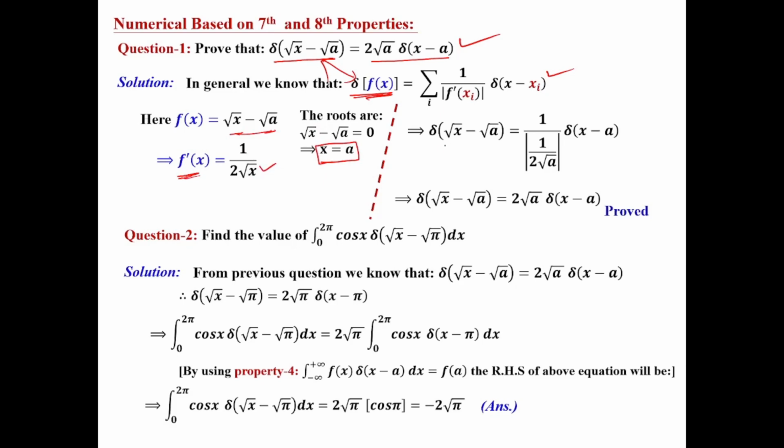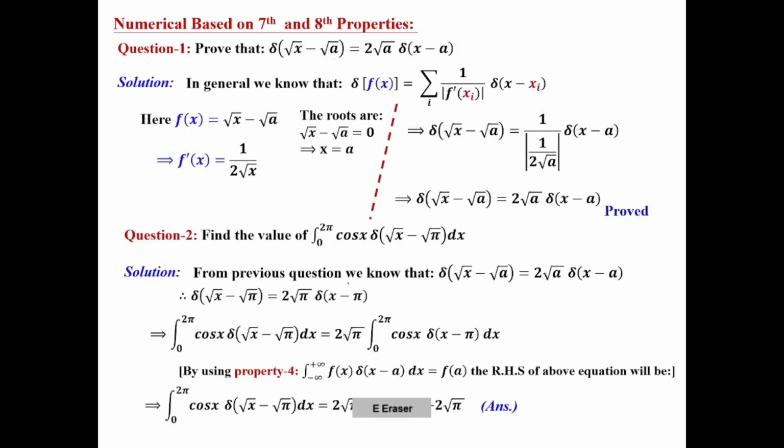Now we are going to write the value. So delta of root x minus root a will be equal to 1 by the derivative of the function substituted by its roots. There is only one root, only a. If I substitute a over here, it will be 1 by 2 root a mod, delta of x minus a. There are no other roots, so we get only one term here. So this 2 root a will be moved to the numerator, and hence proved. This is very important, you just practice it.